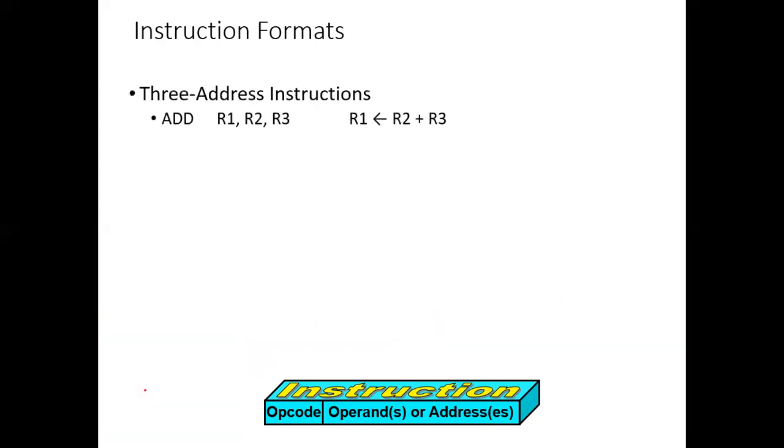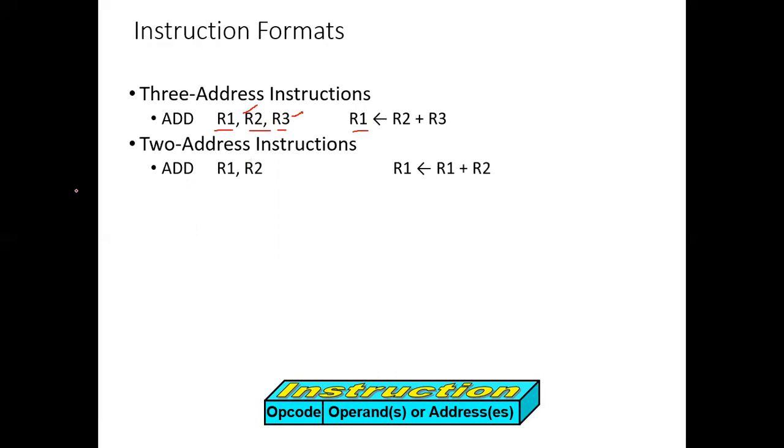Fine. So the 3 address instructions are something like this: add R1, R2, R3, which means add the contents of R2 and R3 and store the result in R1. It just adds whatever the value in R3 with R2 and the result goes to R1. And there are two address instructions, which are something like this. These are different types of instructions we are discussing. Add R1, R2 will add R1 with R2 and store the result in R1.